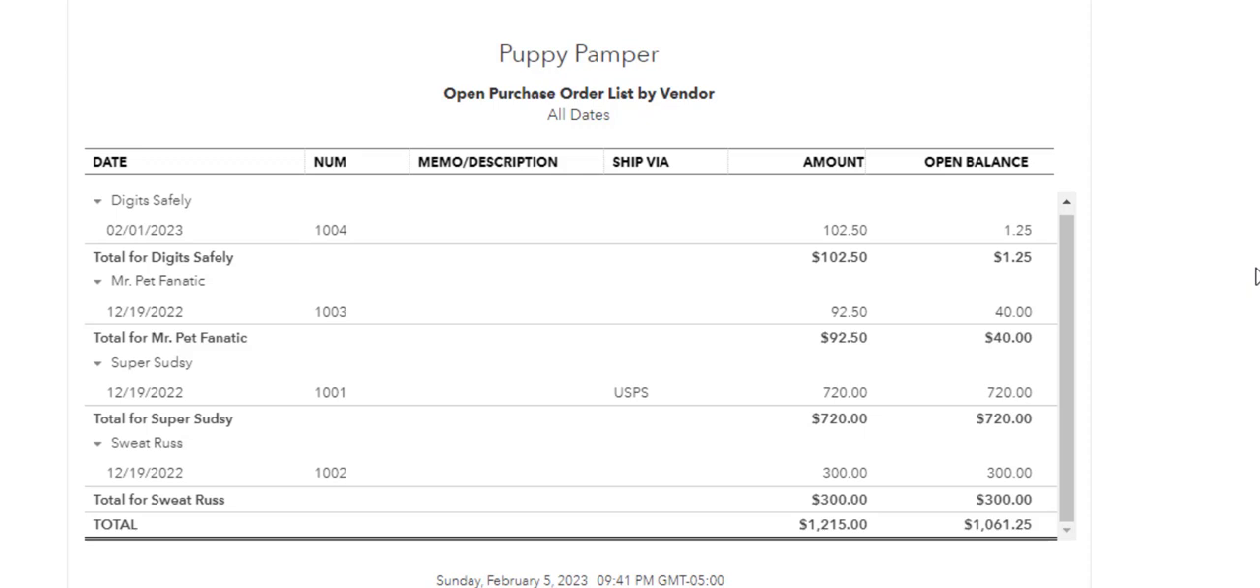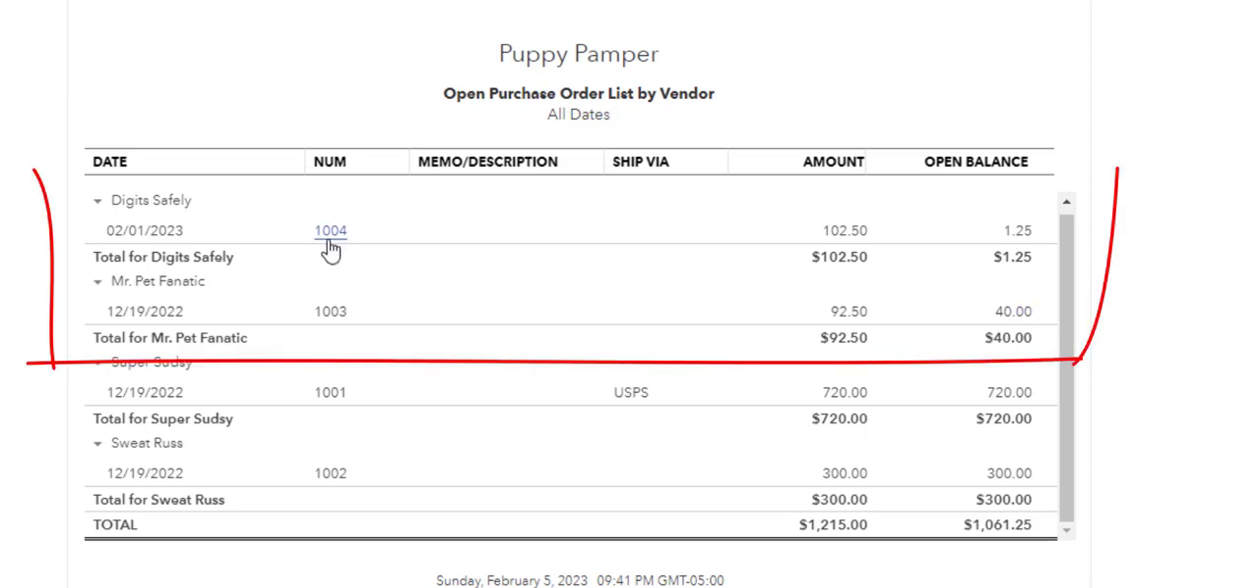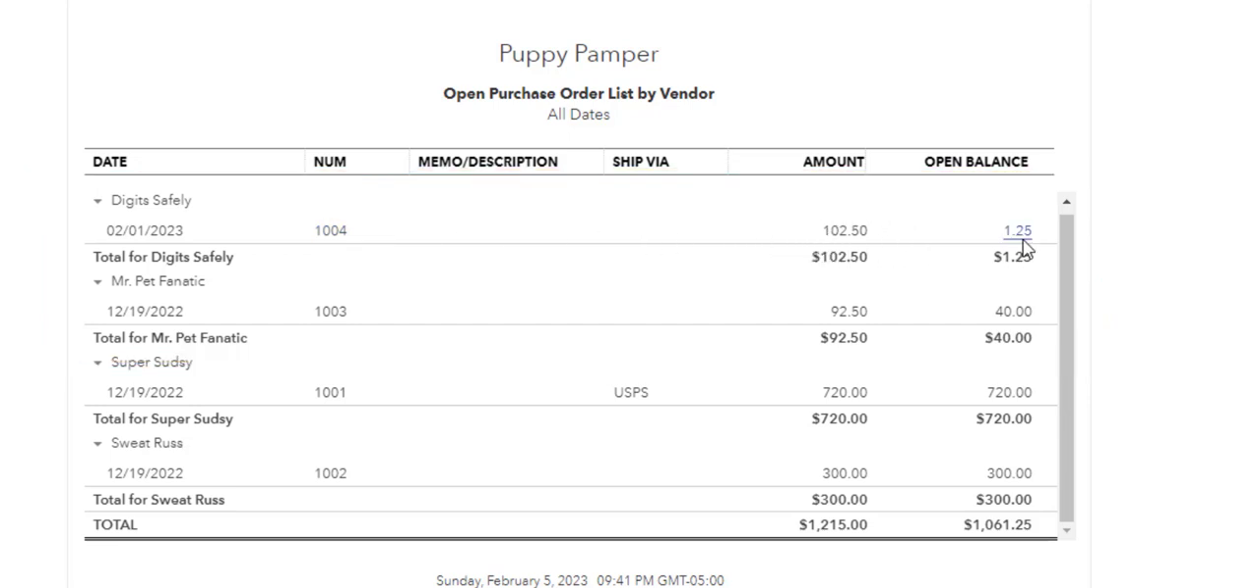2 of them have already been partially received. So 1004 here was originally for 102.5 and there's a balance left on it. So it wasn't fully received. And we can't tell from here whether or not it's paid. We can just tell whether or not it's received.